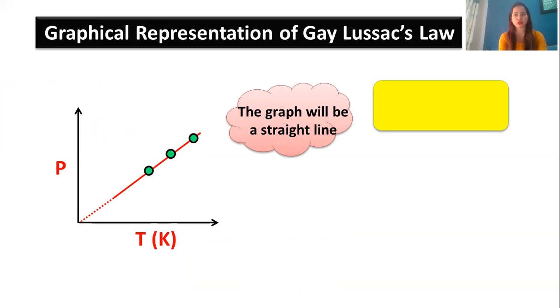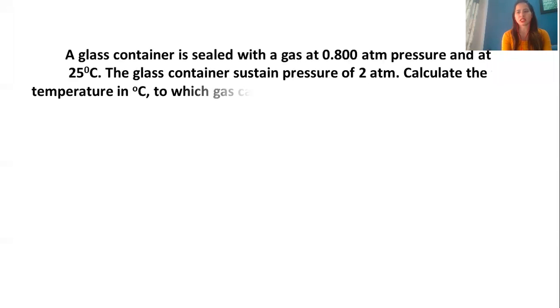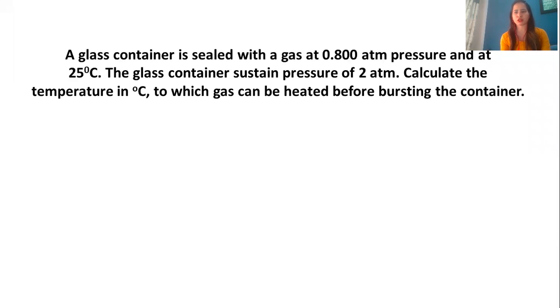When the pressure was constant, it was isobaric. When I say volume is constant, it's called isochoric. So whenever in a process the volume is constant, we call it isochoric. So this is what we have studied for the graph of Gay Lussac's law. So let's see some numericals on the basis of Gay Lussac's law.